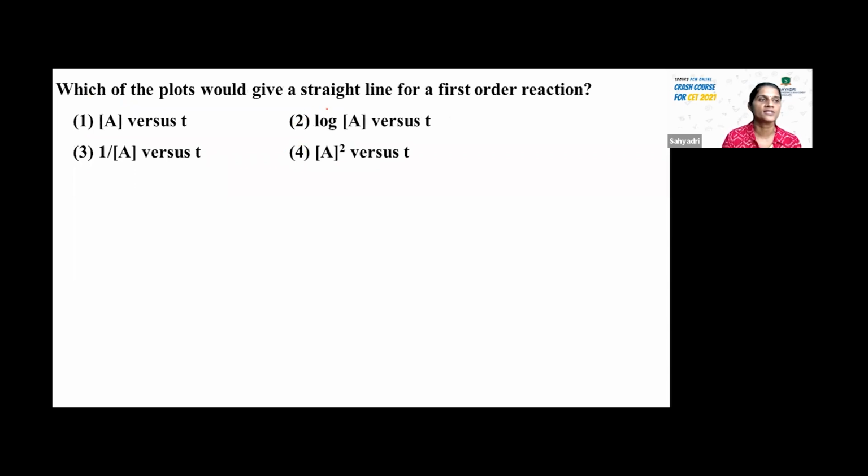Theory-based question. Again, theory-based question. Which of the plots would give a straight line for a first-order reaction? Plots you have to know. It's very simple, because a first order reaction will have log, right? So log A versus T will give us a straight line for a first order reaction, correct?